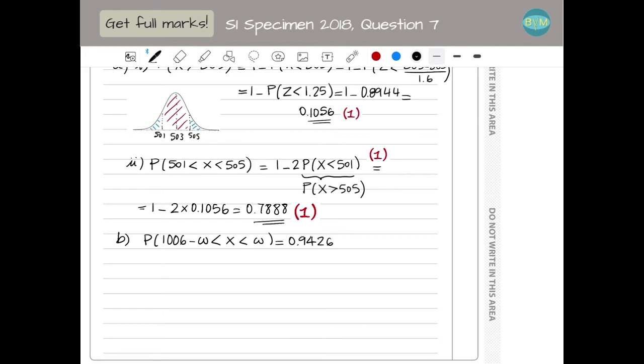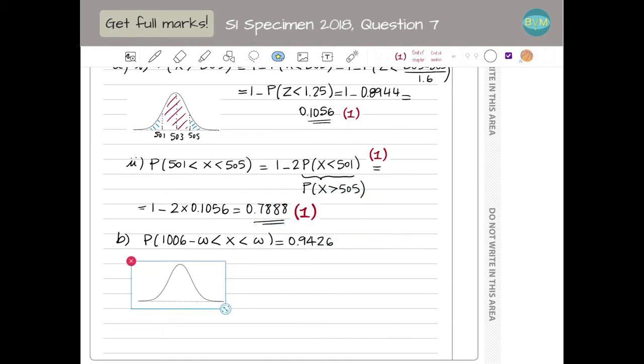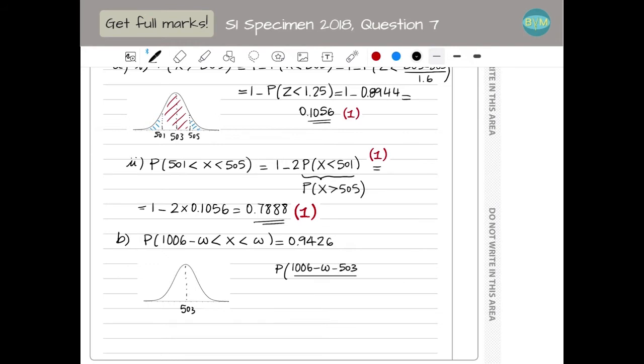At first this doesn't look super clear, but I'm going to draw the graph again. I'm going to use our normal distribution. This is 503, that's our mean. And we are going to standardize the X to convert it into Z, and that way it will be clear. So we have 1006 minus W, minus the mean, converting it into a normal 0,1, divided by 1.6, smaller than Z, and W minus 503 divided by 1.6.